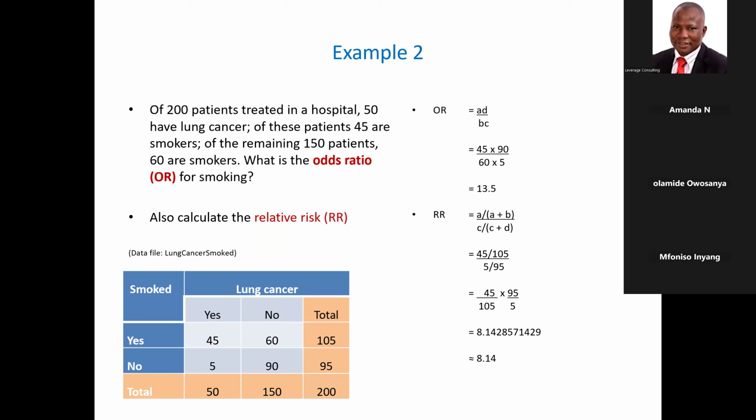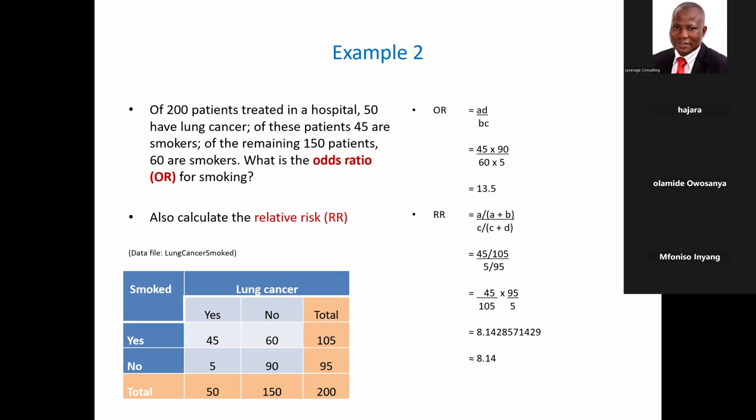If you look at 45, that is A. What of 60? That is B. If you use A, B, C, D, A is 45. What of B? 60. What of C? 5. D is 90.